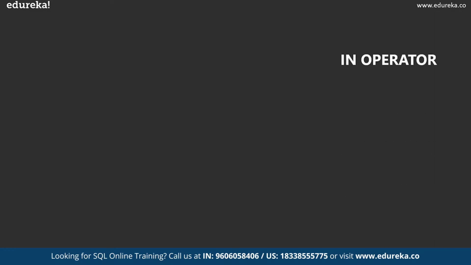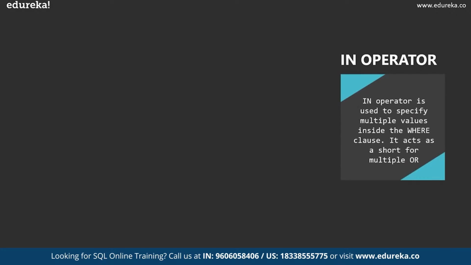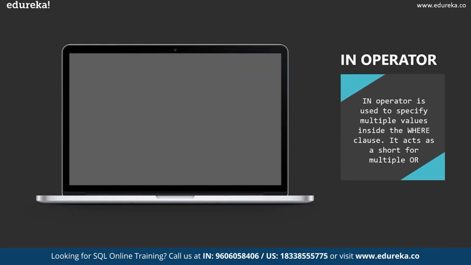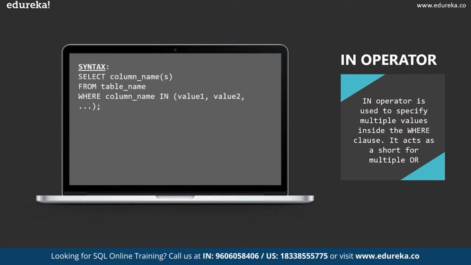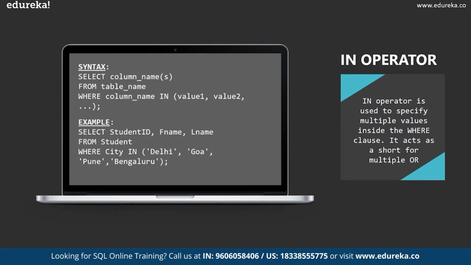Next, let's discuss in and between operators. In operator is used to specify multiple values inside the where clause. It acts as multiple OR. Let's look at the syntax. Select column from table where column in value. Let me execute this example.